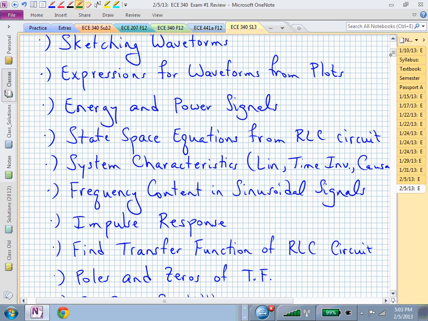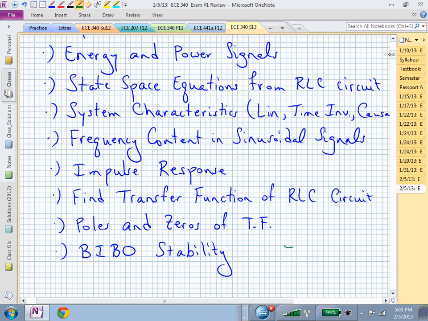Given a collection of waveforms, you should be able to figure out what is the frequency content in this particular sinusoidal signal, and that can include a DC waveform. So the frequency there would be 0, for example.